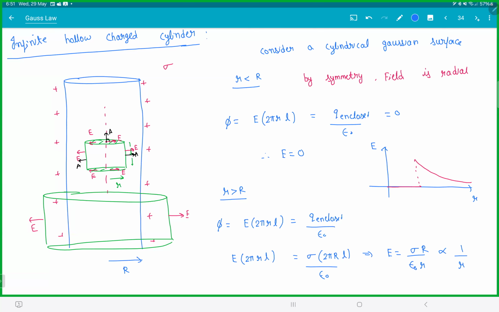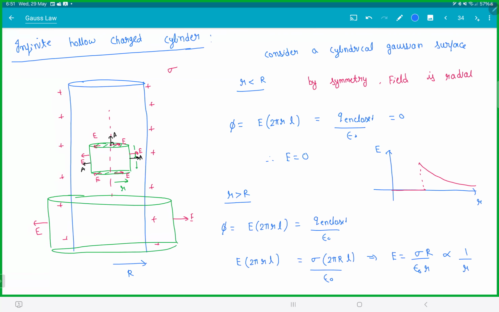This one and the force calculation. Force is sigma into flux. They are the main things. When R is greater than the capital R case, through the top surfaces, can we find the flux? That will be 0, no? Because the field is radial, so the area vector will be perpendicular, isn't it? Whichever that also we are assuming.